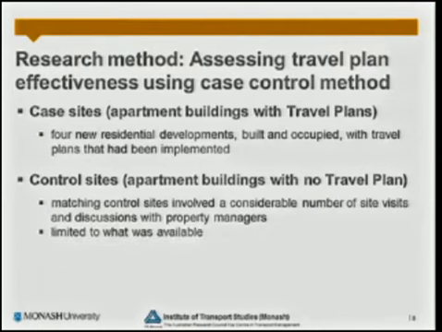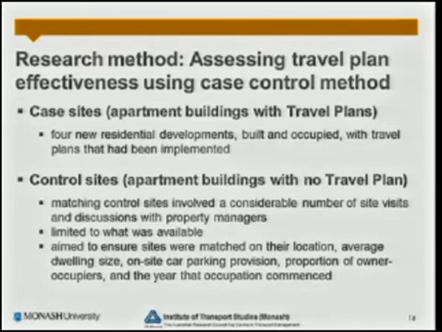To a certain extent, we were limited by what was available, so we couldn't say, oh, it'd be lovely if there was a control site here and it's a block of land that hasn't been developed. So we had to look at what other developments had occurred near the case site in a similar time frame. What we aimed to do was ensure that there was a good match in terms of location. So all of the case and control sites were within about 200 metres of each other. They were similar in terms of average dwelling size, meaning how many bedrooms per apartment.